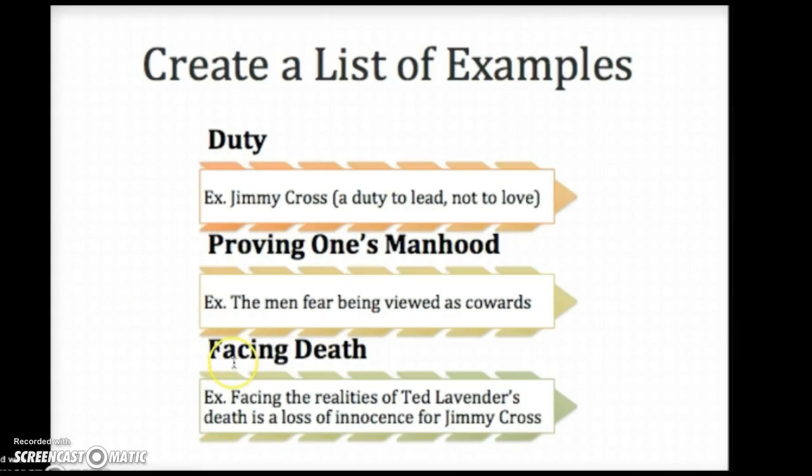And then facing death, well, there's a lot of examples in the book of where characters face death, but maybe I want to limit it to my discussion of Jimmy Cross and say, well, for him, the death of Ted Lavender was something that changed him. So that's more a specific example that I remember from the book that I could use in my essay. So we have 3 specific examples.